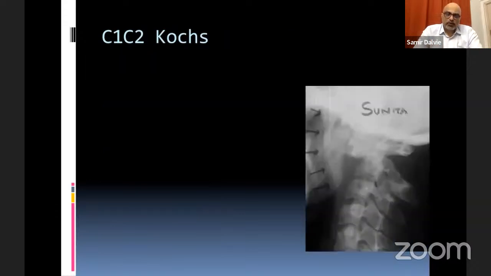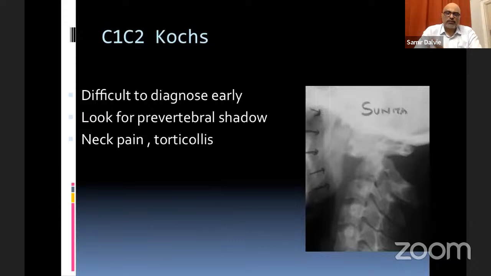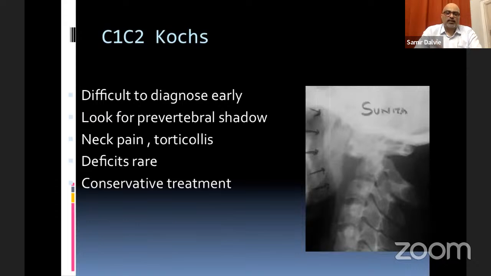Coming to another subtopic, which is C1, C2 TB, I just want to go over it. So C1, C2 TB, you will make sure you look at the X-rays properly for soft tissue, prevertebral shadows. They come with neck pain, torticollis. They often come supporting their neck. And if you do an X-ray, you'll see this kind of atlantoaxial dislocation.